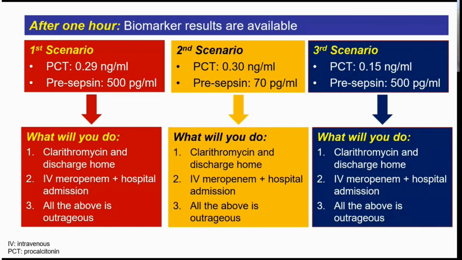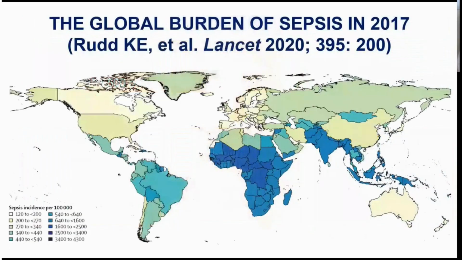And the third is that the patient is severe, but probably this is not just coming from an infection. You need hospital admission and probably IV meropenem. But in any case, you need to be extremely careful. Let's see what all these are about.